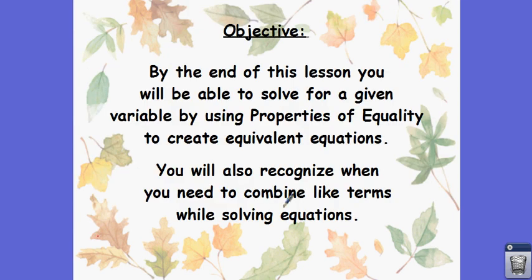Okay, so by the end, we were able to recognize when we should combine like terms, and we were using our properties of equality as we solved.